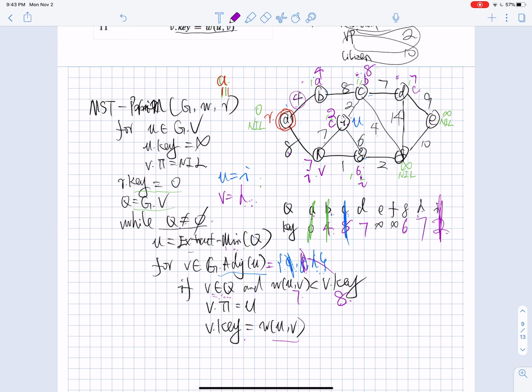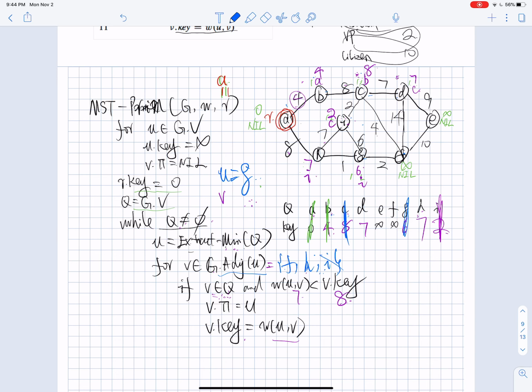So then we go back to the while loop. Obviously, the queue is not empty. So here, we are going to call the extract min function. So the next node to be removed is right over here. It is G. It has the smallest key. So we have U equal to G, and the neighbors of G include F, H, I. Among them, I is out of the queue, so we're not going to do anything for that.